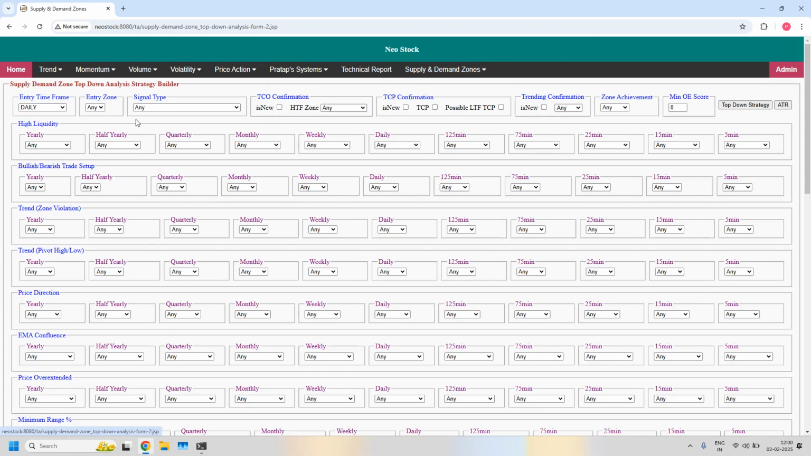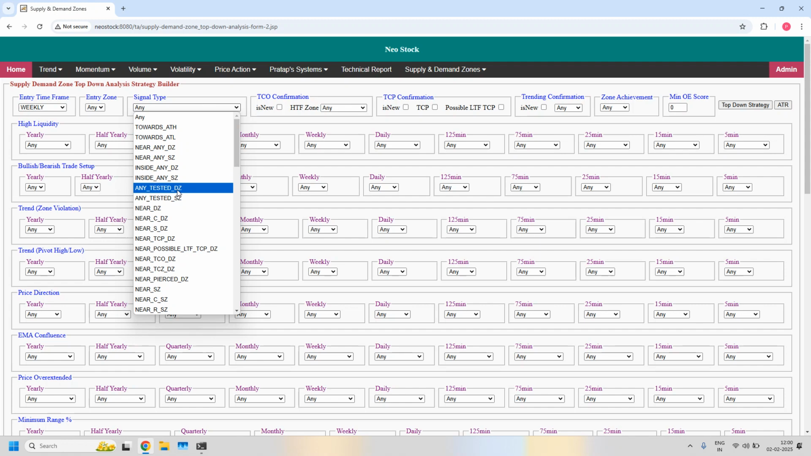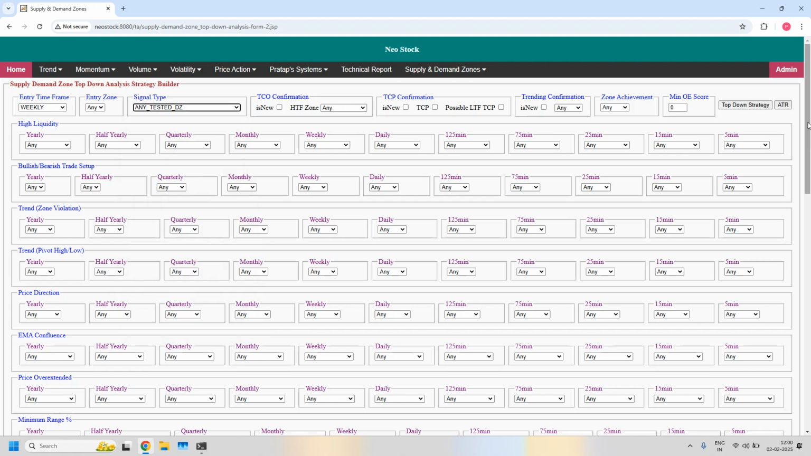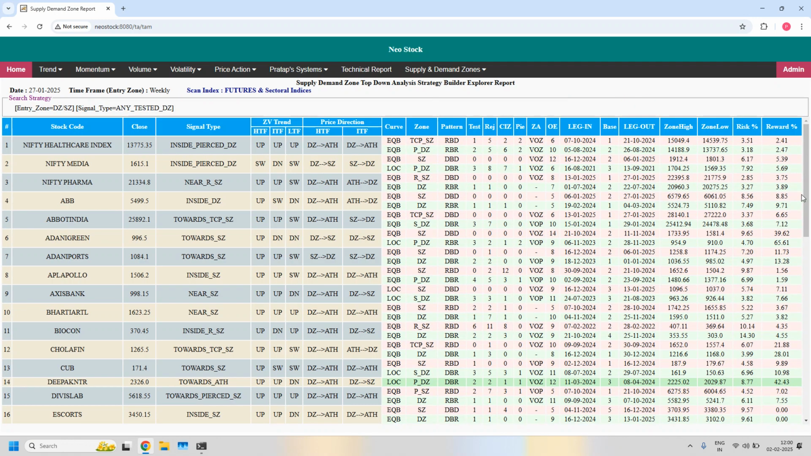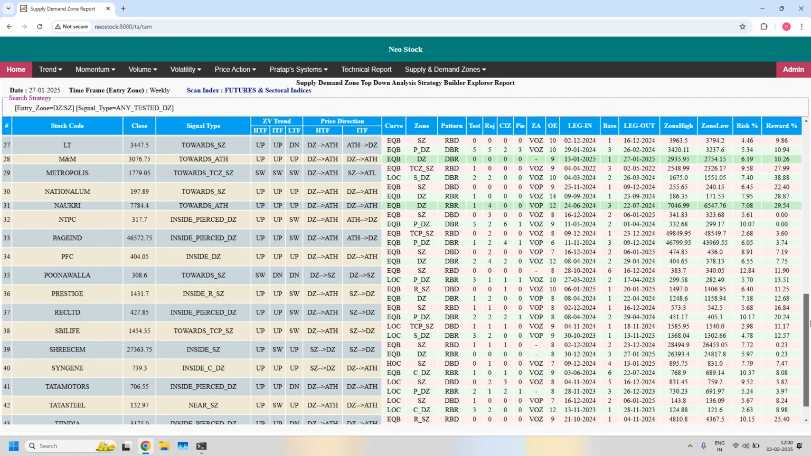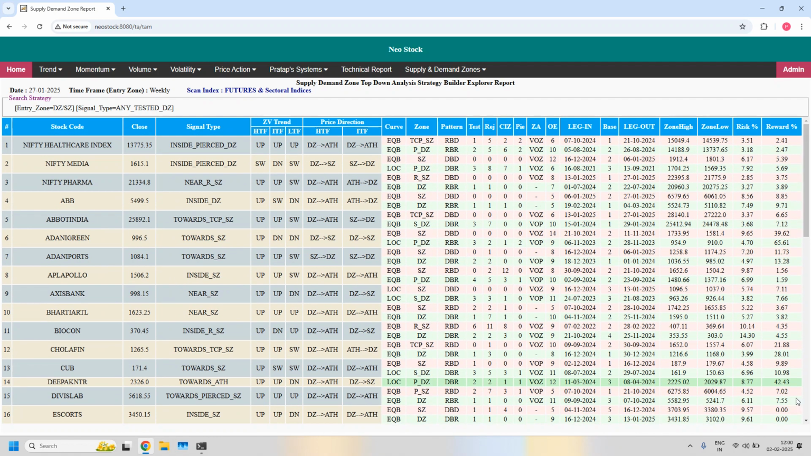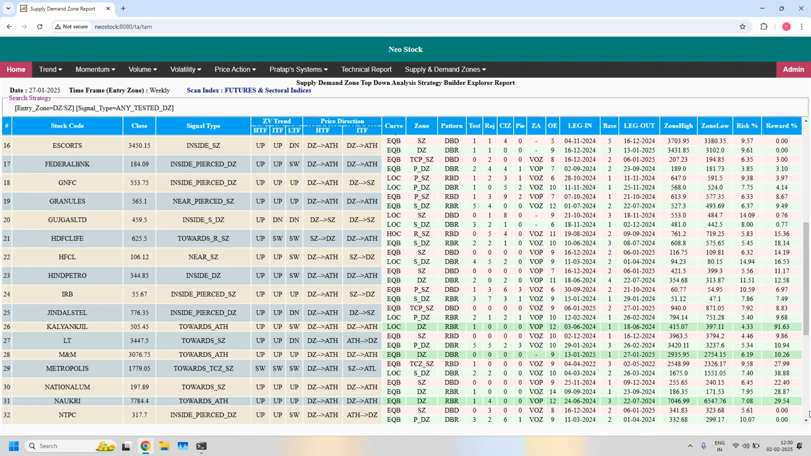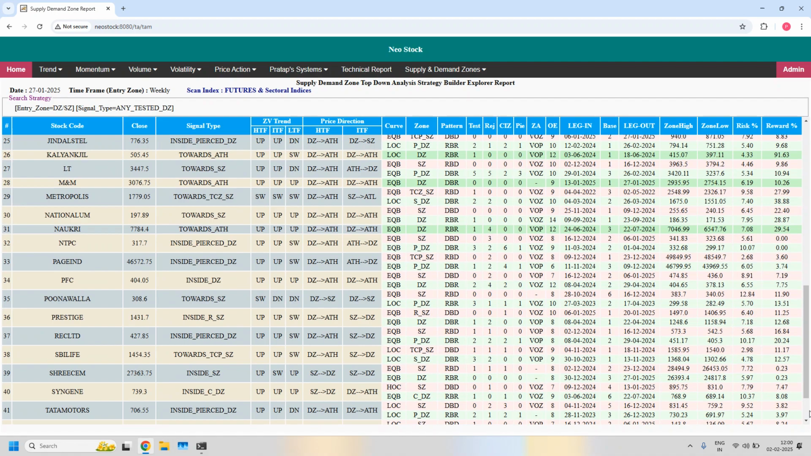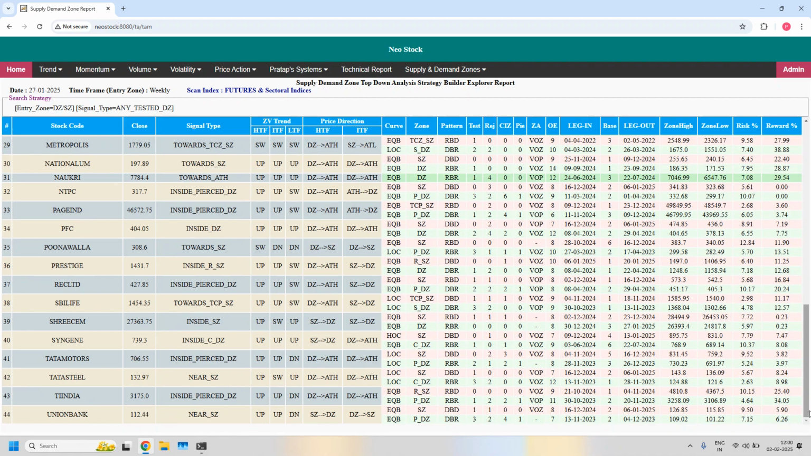Okay, weekly time frame. Let us find the tested weekly demand zones during this week. So many weekly demand zones are tested. 44 stocks are filtered, first 16 stocks on the list. For reference purposes, I am scrolling the list down. So 44. Now you know what demand zones are tested during this week.